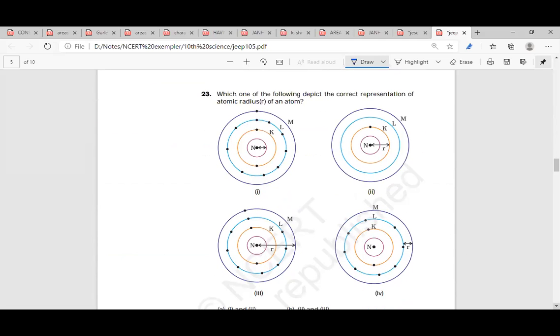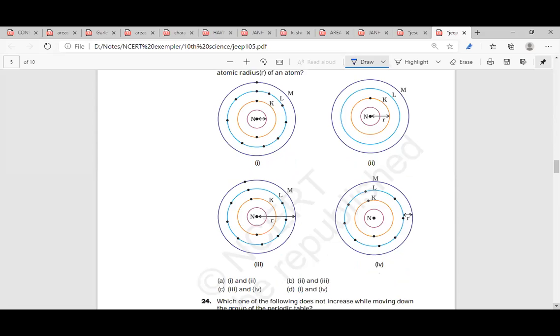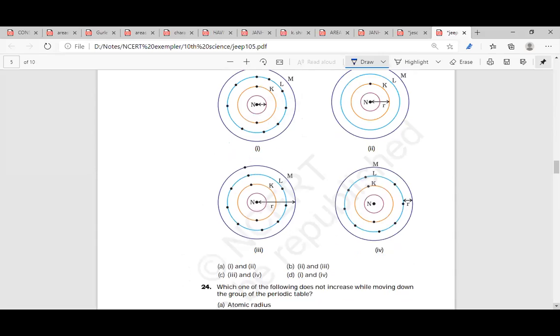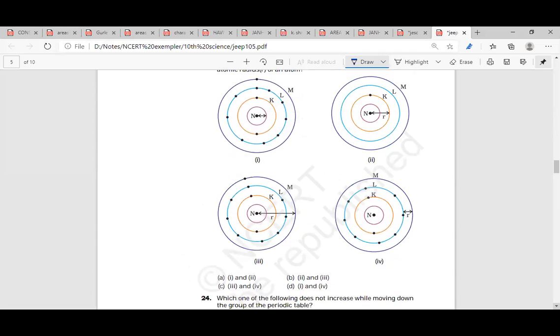Which one of the following depicts the correct representation of the atomic radius of an atom? The third figure, the distance from the center of the nucleus to the outermost shell. Second and third: here the electron is present in the K shell and there is no electron in the L shell. So the distance from the nucleus to the K shell is the radius.